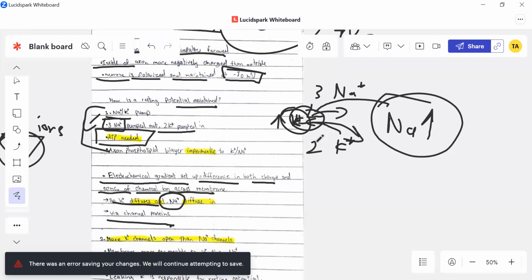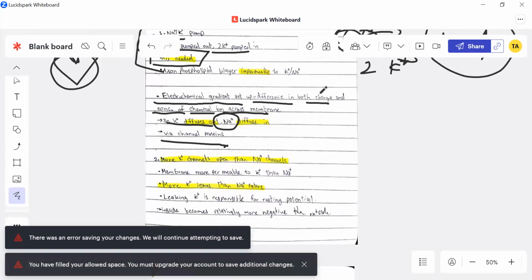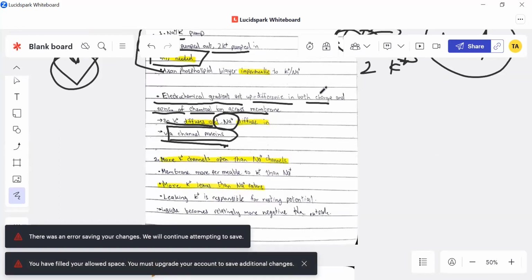Remember, the first step is active transport of sodium ions out of the cell, and potassium ions are pumped into the cell. The next step is diffusion, because there is a concentration of chemicals being built up. Potassium ions would diffuse out of the cell, and sodium ions will now diffuse into the cell. And all of this happens through channel proteins.